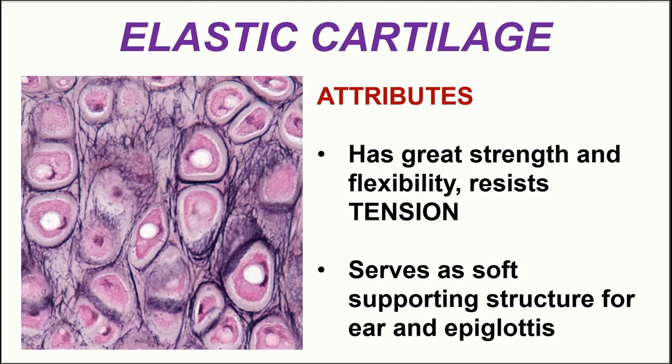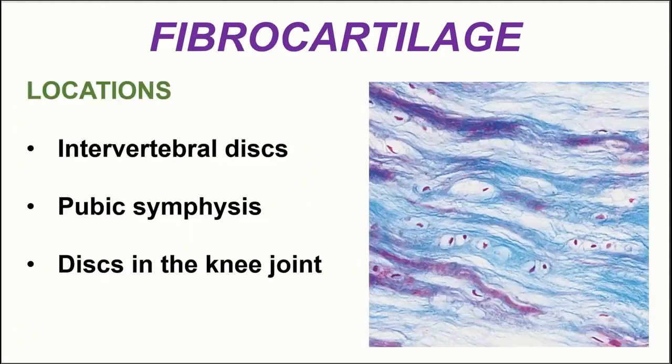So the major attributes of elastic cartilage are that it has both great strength and flexibility, so it's really good at resisting things like tension. As we've seen with the external ear and epiglottis, it serves as a soft supporting structure for those two. And if we deform it, that is, if we try to change its shape, it will simply spring back to its original shape once we've removed the force that we've applied to it.